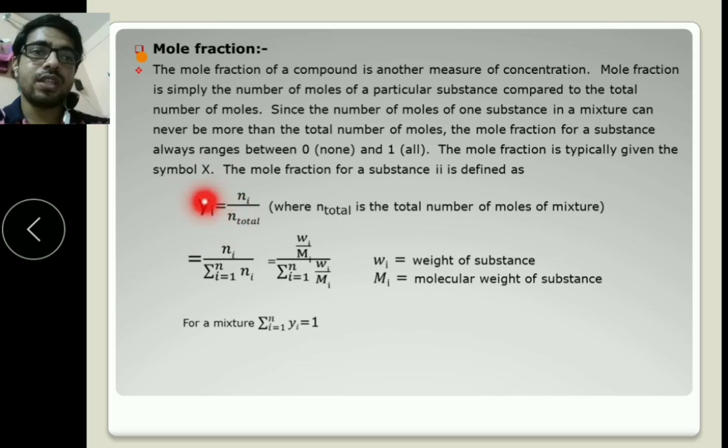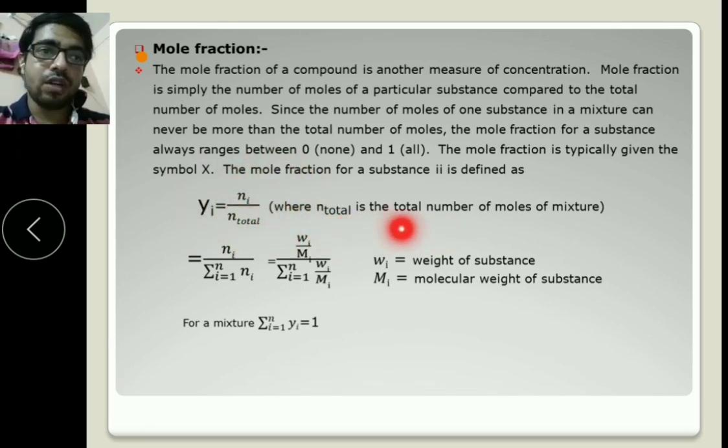Mole fraction is the number of moles divided by the total moles, as given here. N total is the total moles in the mixture. If we write it in summation, it is x_i equals N_i divided by the summation of N_i.